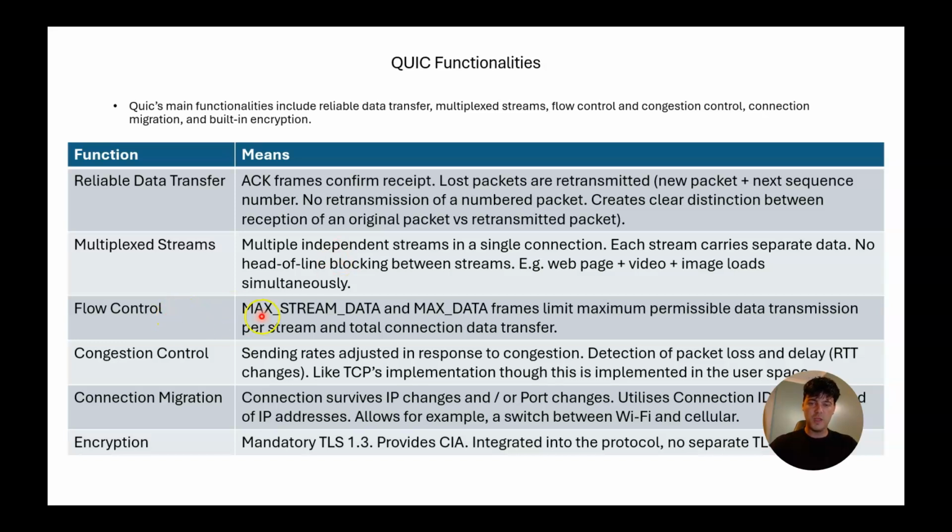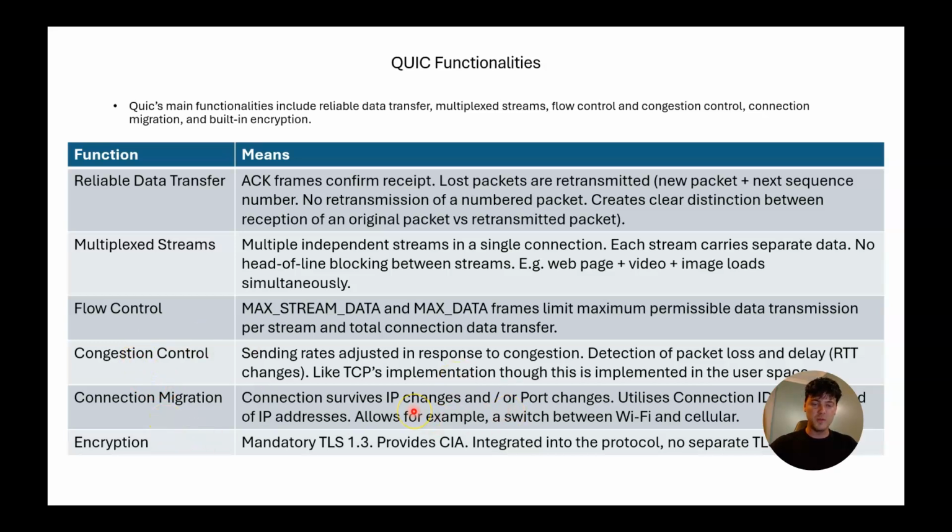Flow control. We have two types of frames. We have max data and max stream data. This is going to limit the maximum permissible data that can be sent per stream and for the total connection session. Congestion control, we can adjust our sending rates. Usually we'll detect congestion with RTT changes.